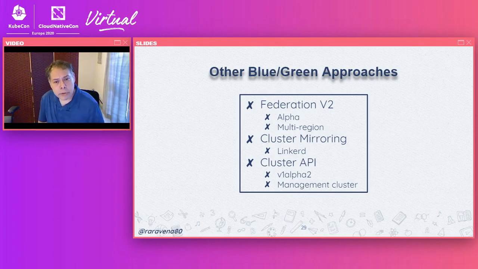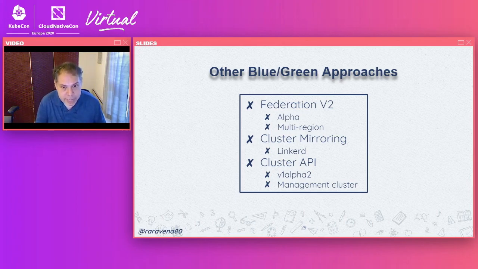So other blue and green approaches or tools that you can use for blue and green cluster upgrades: you can use Federation V2. Right now it's in alpha. It allows you to have Kubernetes clusters in different regions. So you could have a Kubernetes cluster in California, and then a Kubernetes cluster in Oregon, and then do the switchover that way. So you have federation, and using these tools helps you migrate some of the workloads and do the switchover.